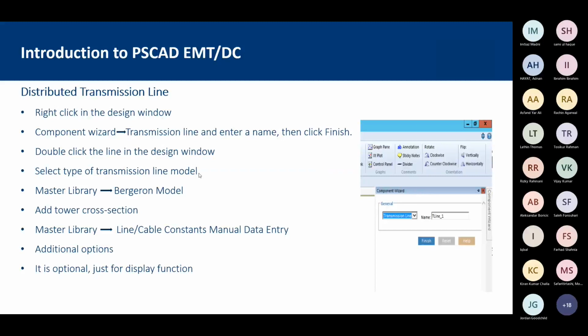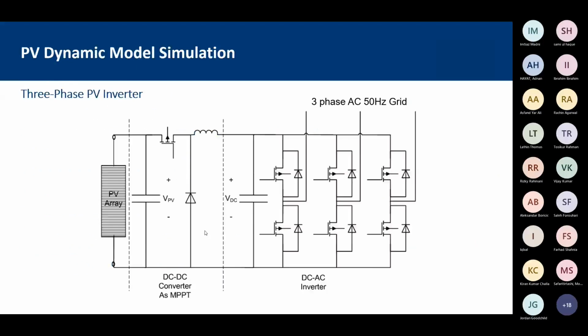Distributed transmission lines can be modeled. Just from the component wizard, we can build transmission lines. And then, as I said, we just need to name the models and name the signals, and we can choose several different models from the master library and use those for our power systems.